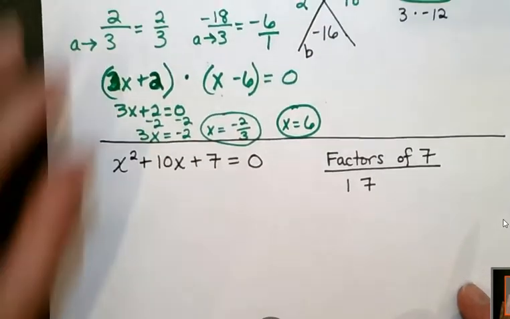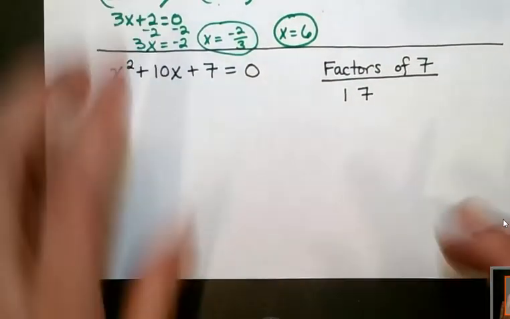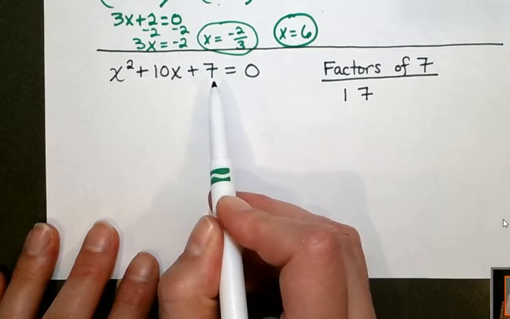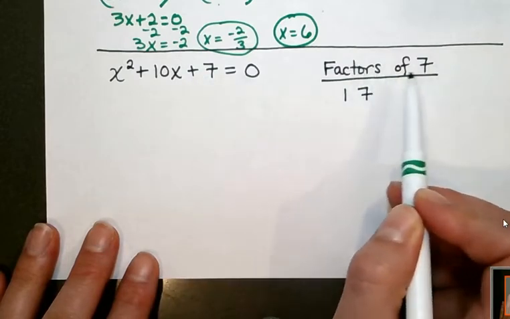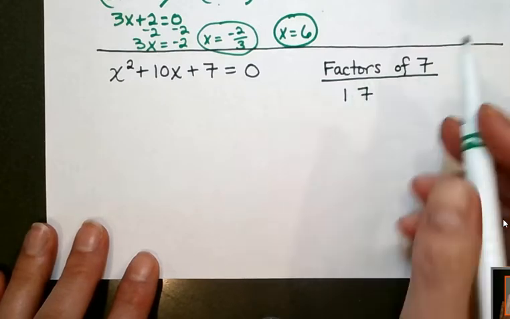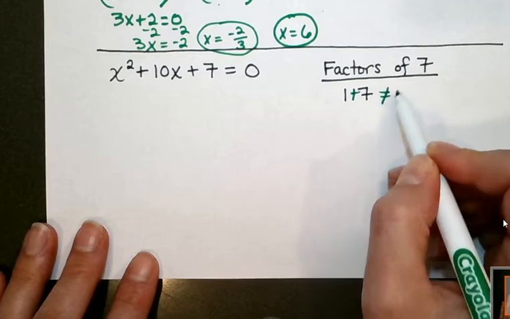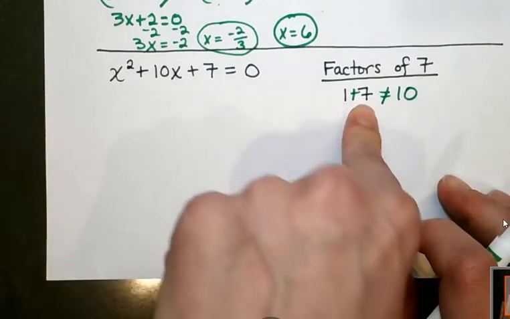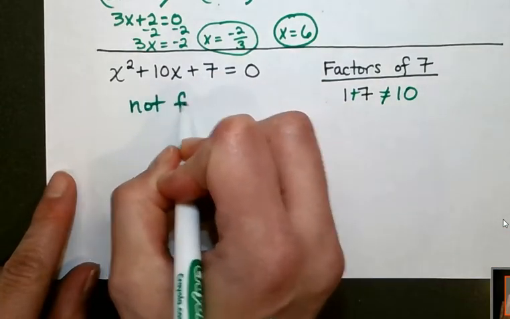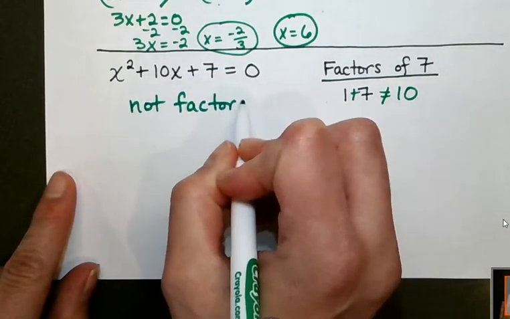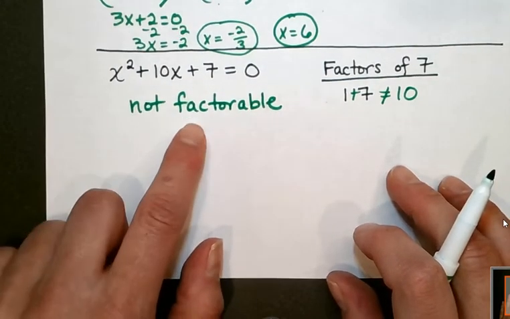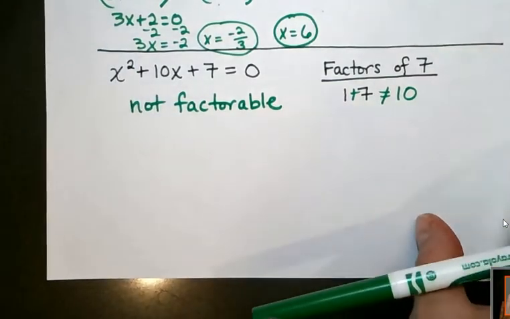Okay, and finally, here's one more. This one here, we can see that our c value is 7, and we need to think of factors of 7. And that's a prime number. That's only going to be 1 and 7. However, 1 plus 7 is not going to equal 10. So in this case, we cannot use factoring because this is not factorable. Okay, so factoring is a great method, but it will not always work when you're solving a quadratic. So we're going to come back to this one later.